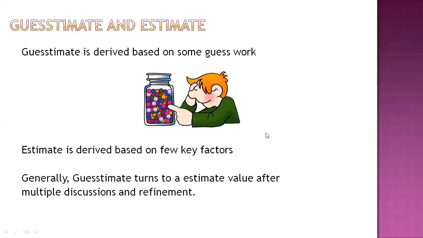Before getting into the topic of estimation, I want to quickly give some information about the guesstimate, which is also called a ballpark estimate. Many of you would have heard this term: please give the guesstimate, please share the ballpark estimate for the particular release. Why is it important, and when we have an estimate, why do I need to do a guesstimate? That is also very important.